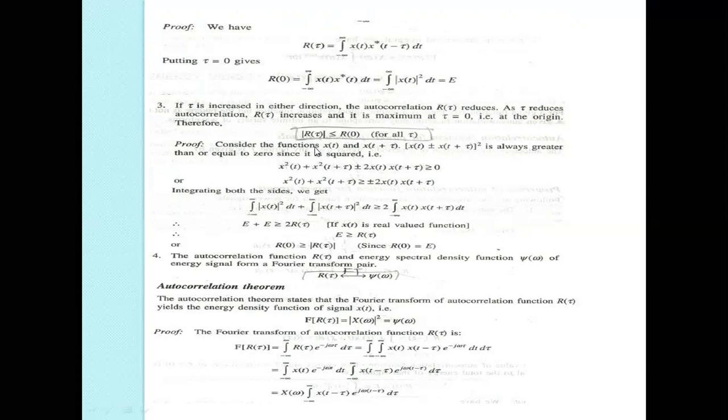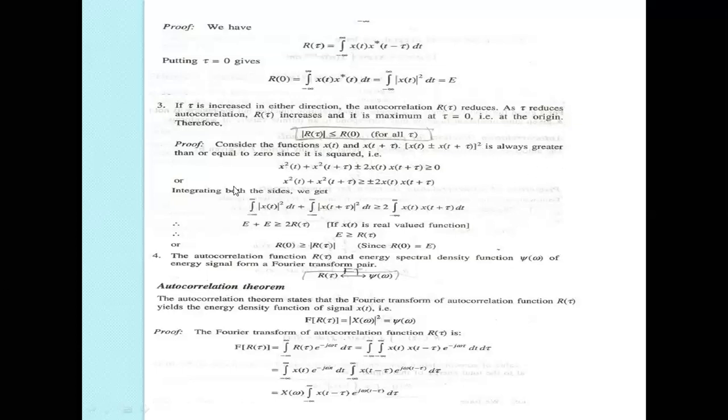Okay. You see the tau is increased in either direction. So you can see the proof here. Consider the function x of t and x of t plus tau, the two different signals. One signal is a delayed version of the other signal, either in the positive direction or in the negative direction.